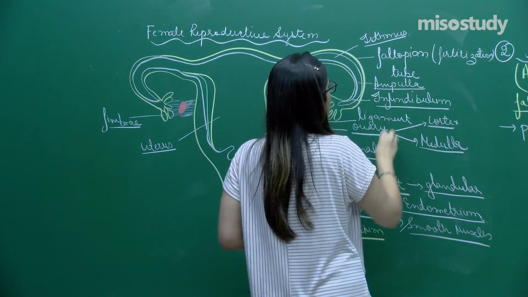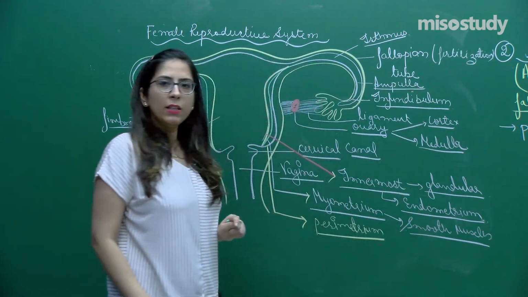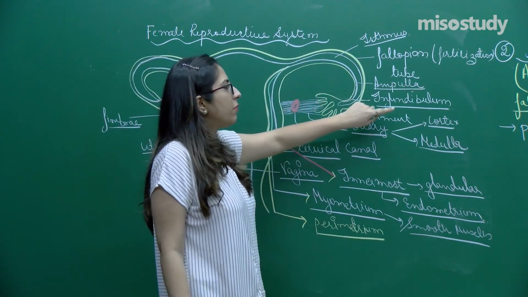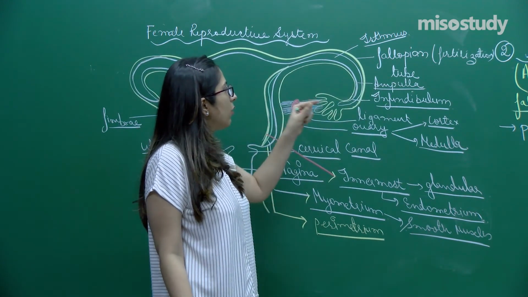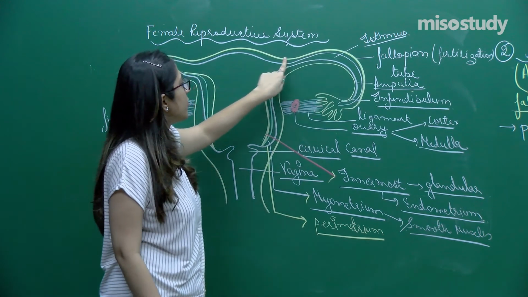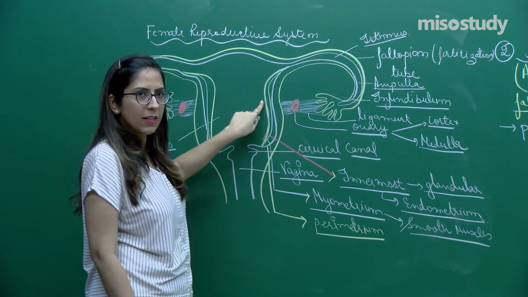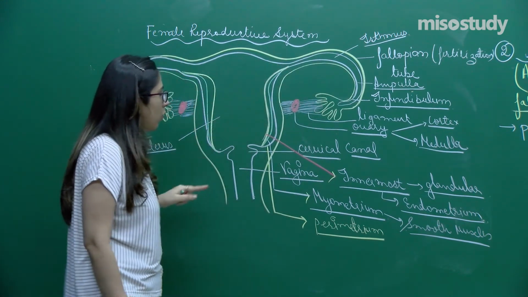Ampulla region is present. When we see the overall diameter, the diameter of the infundibulum is less as compared to the ampulla region. So this is a whole structure. After this, fertilization, they again come back to this region and the fertilization happens.